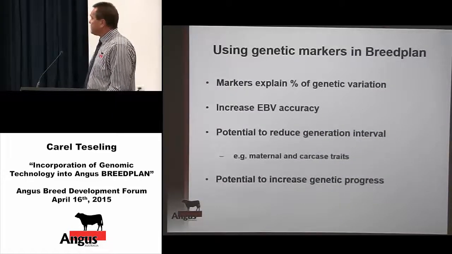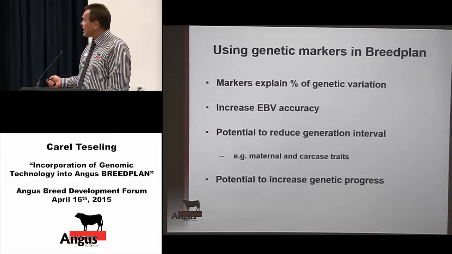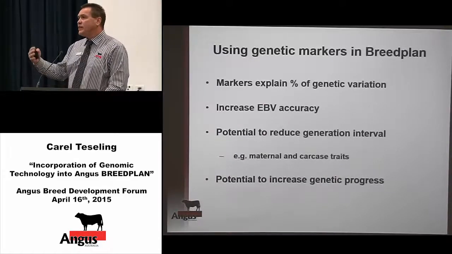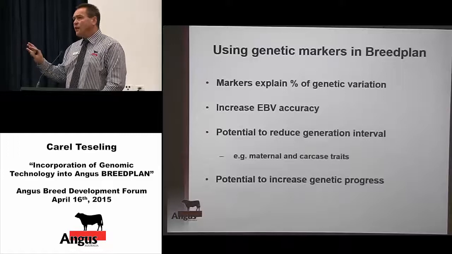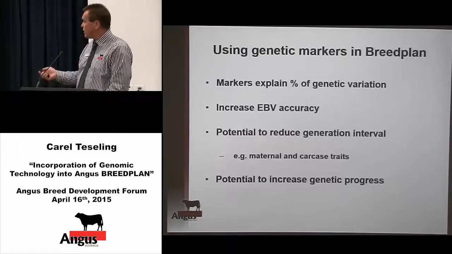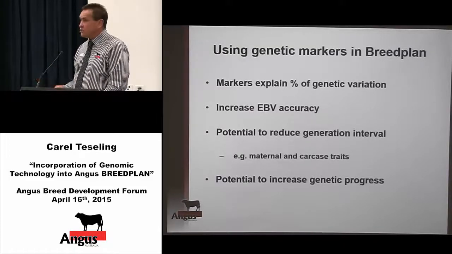So using genetic markers in BREEDPLAN, the basic principle that we start off with is that markers do explain some percentage of the genetic variation. If that is the case, then it will increase EBV accuracy, because what the EBV accuracy does is give us an indication of how much knowledge we have about the information on that specific trait. And of course, if we can add additional information through markers, then that should increase the accuracy.